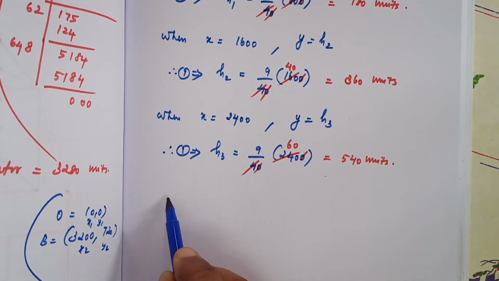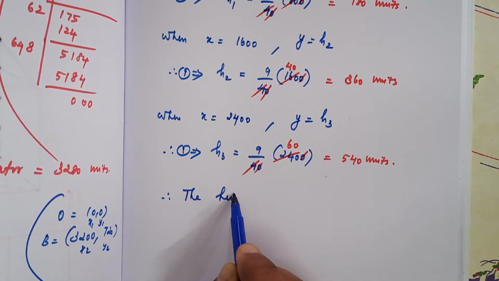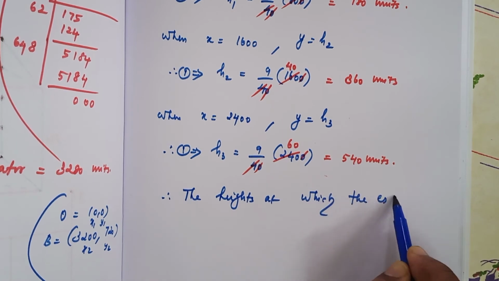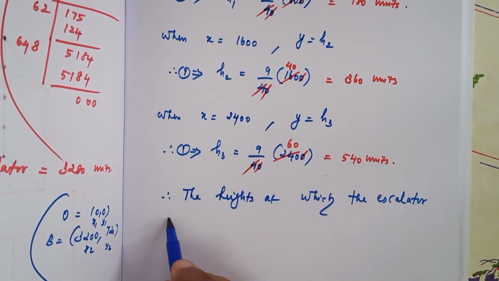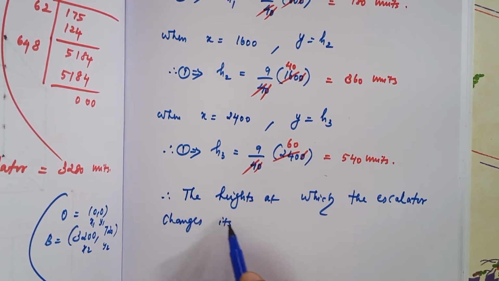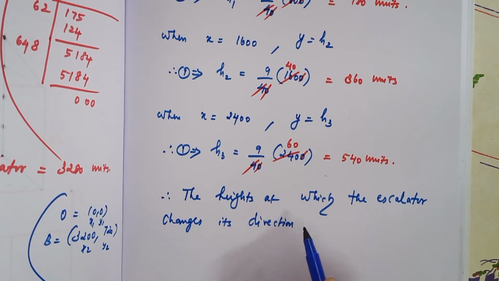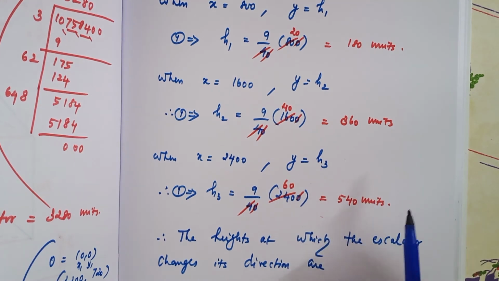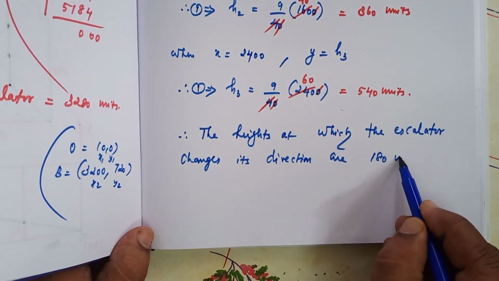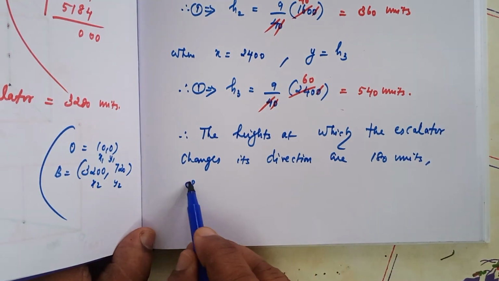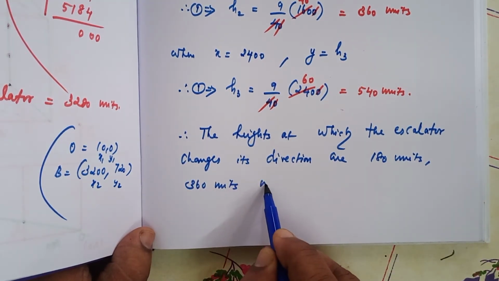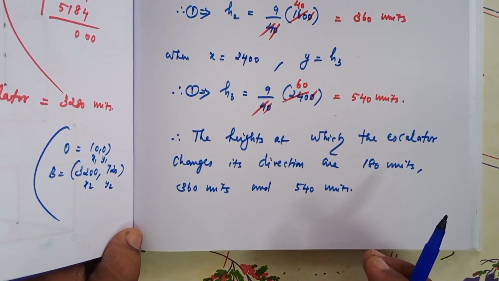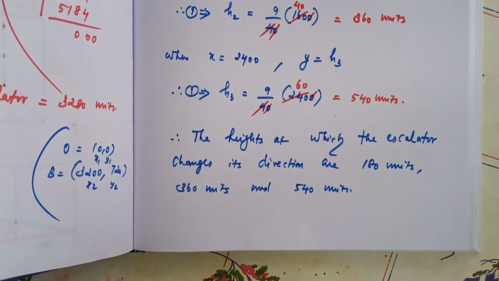Then you have to write the result. Therefore, the heights at which the escalator changes its direction are 180 units, 360 units and 540 units. Subdivision number 2 is completed.